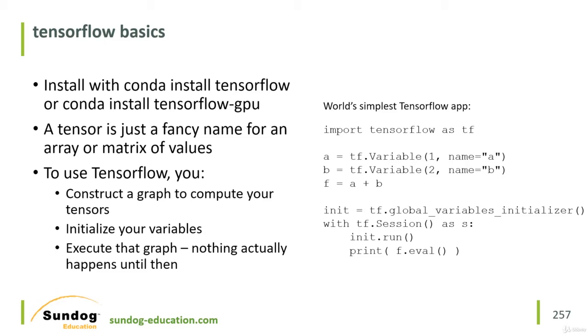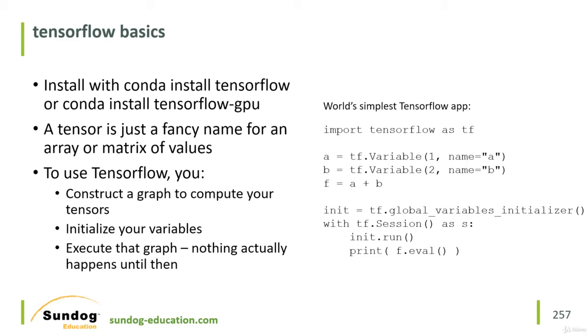So let's take a look at the world's simplest TensorFlow application here in Python. All this is going to do is add the numbers 1 plus 2 together. But it's a good illustrated example of what's actually going on under the hood. We start by importing the TensorFlow library. We're going to refer to it as tf as shorthand. We'll start off by saying a = tf.Variable(1, name="a").